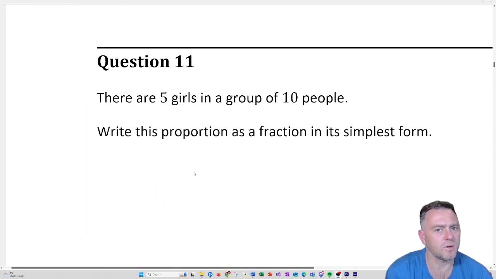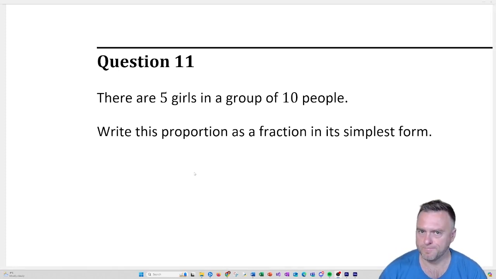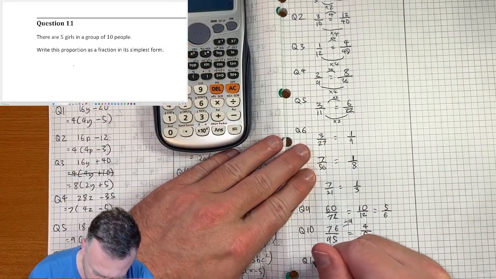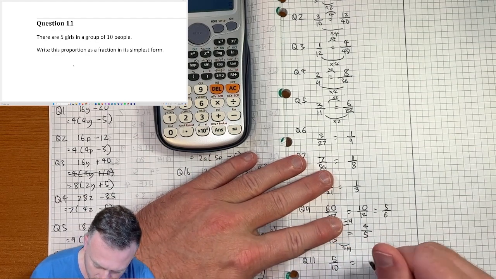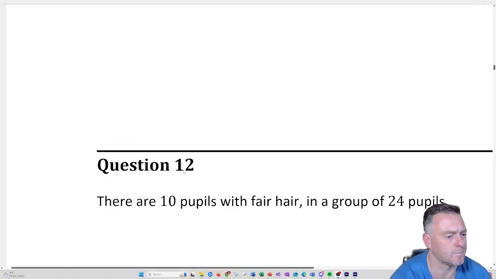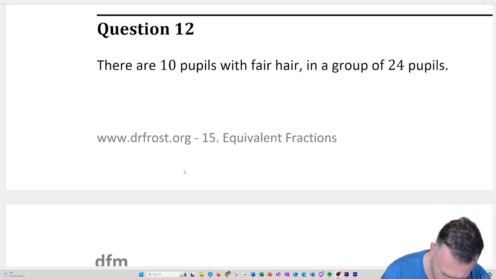Question 11. There's 5 girls in a group of 10. Write this proportion as a fraction in its simplest form. So question 11. There's 5 girls out of 10, which is just a half. Question 12. 10 pupils with fair hair in a group of 24. So question 12. We have 10 out of the 24, which then gives us 5 out of 12.